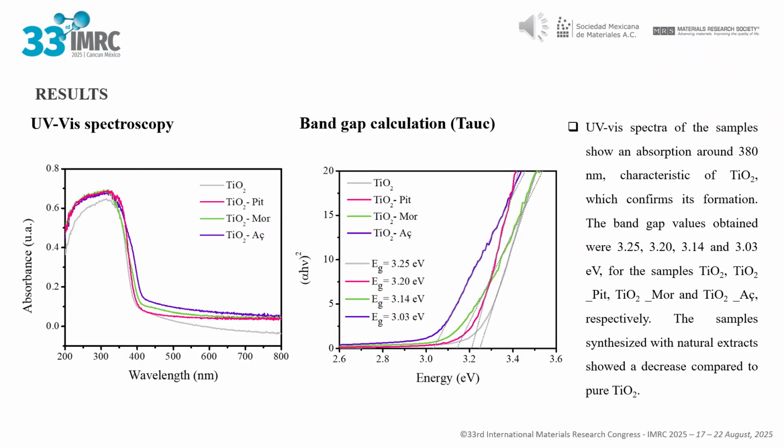Results. UV-vis spectra of the samples show an absorption around 380 nanometers, characteristic of TiO2, which confirms its formation. The band gap values obtained were 3.25, 3.20, 3.14 and 3.03 eV, for the samples TiO2, TiO2_pit, TiO2_mor and TiO2_AC, respectively. The samples synthesized with natural extracts showed a decrease compared to pure TiO2.